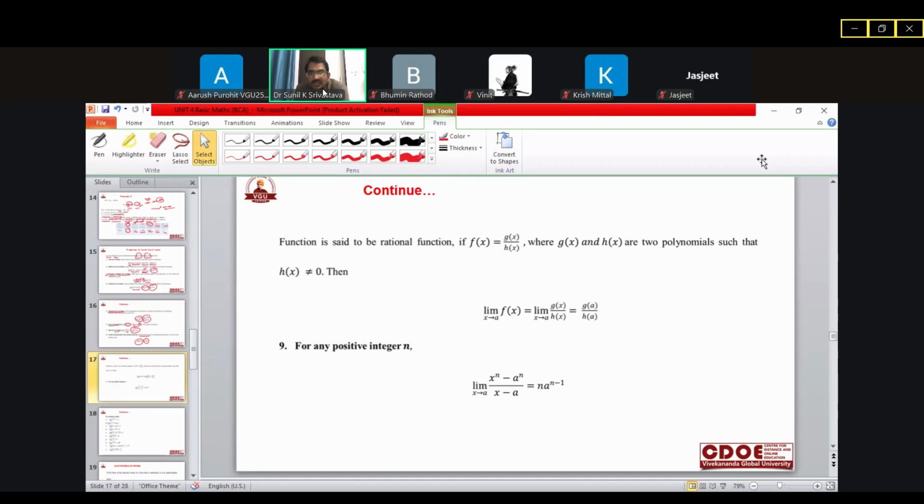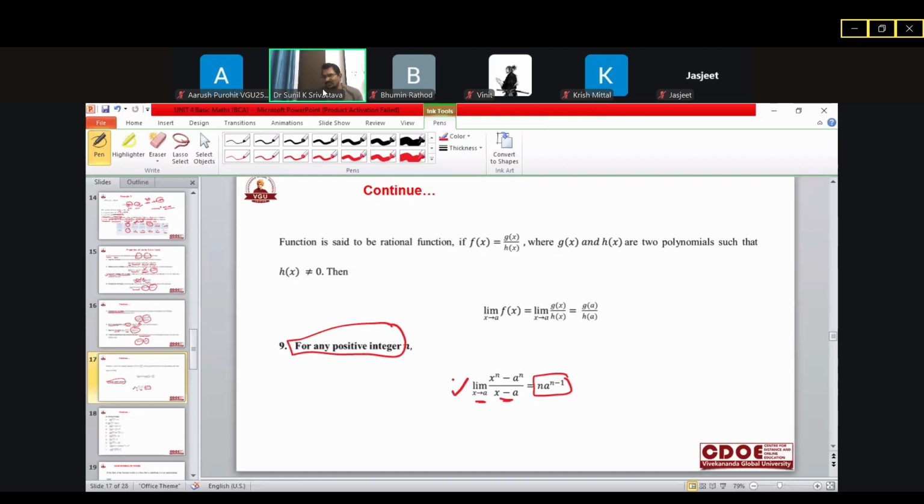We also have some examples and some definitions. Property number 9 is the most important one here. We have the expression of the form limit of x tends to a of x raised to the power of n minus a raised to the power of n upon x minus a. The answer is n a raised to the power of n minus 1.